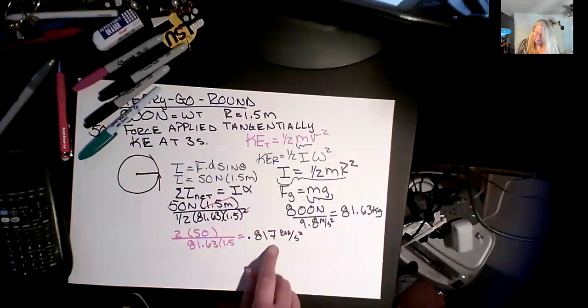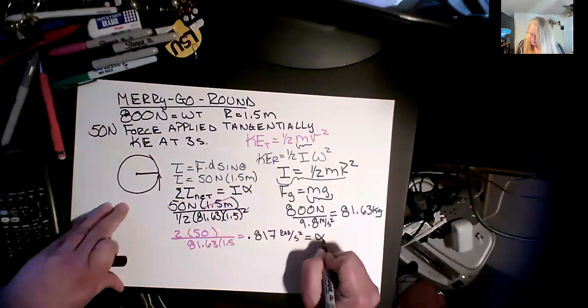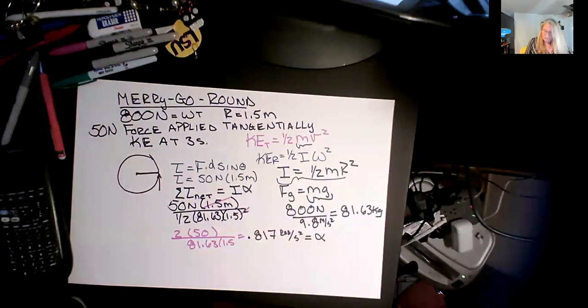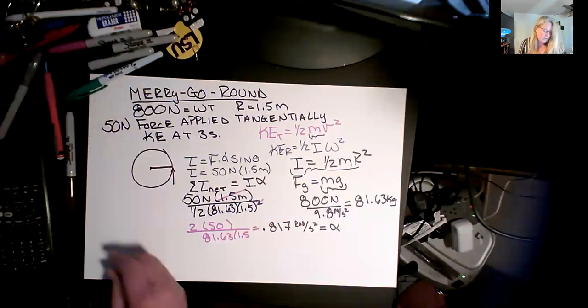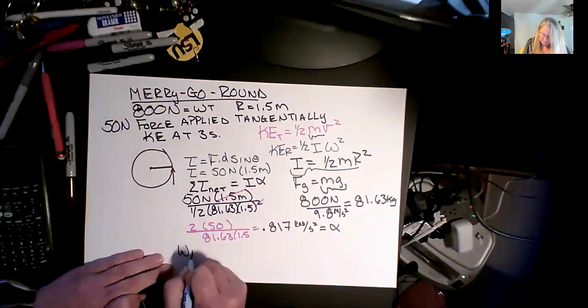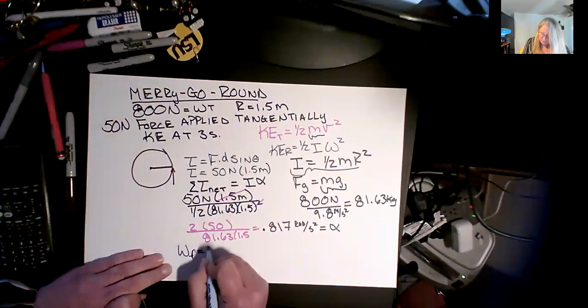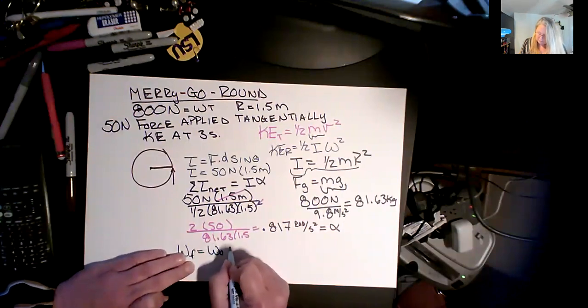Okay, so I have 0.817 radians per second squared, and it wanted the kinetic energy. So the last thing I need to do is remind myself that this thing I just solved for is alpha. So let's see, how can we get there? Well, I feel like the most straightforward equation that comes to mind is to say something like this: omega final is going to be what? It's this initial omega, the initial rotation rate, plus alpha t.